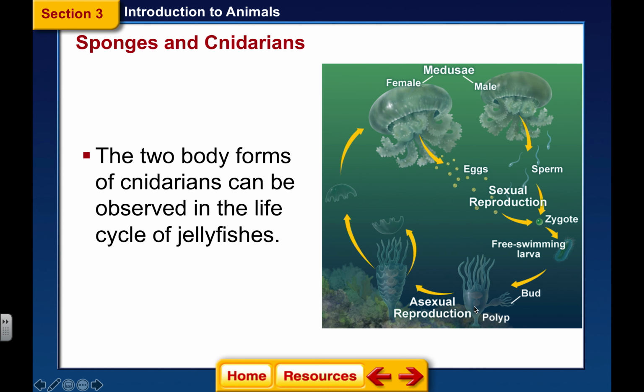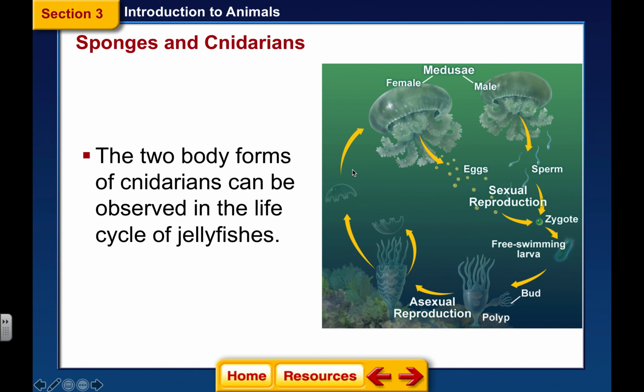So the polyp is the juvenile form because it's young. It's going to stick, and through asexual reproduction, it'll undergo budding, and then when that happens, we're back, and it's going to eventually become the Medusa form. So this is a typical life cycle of most of our jellyfish.